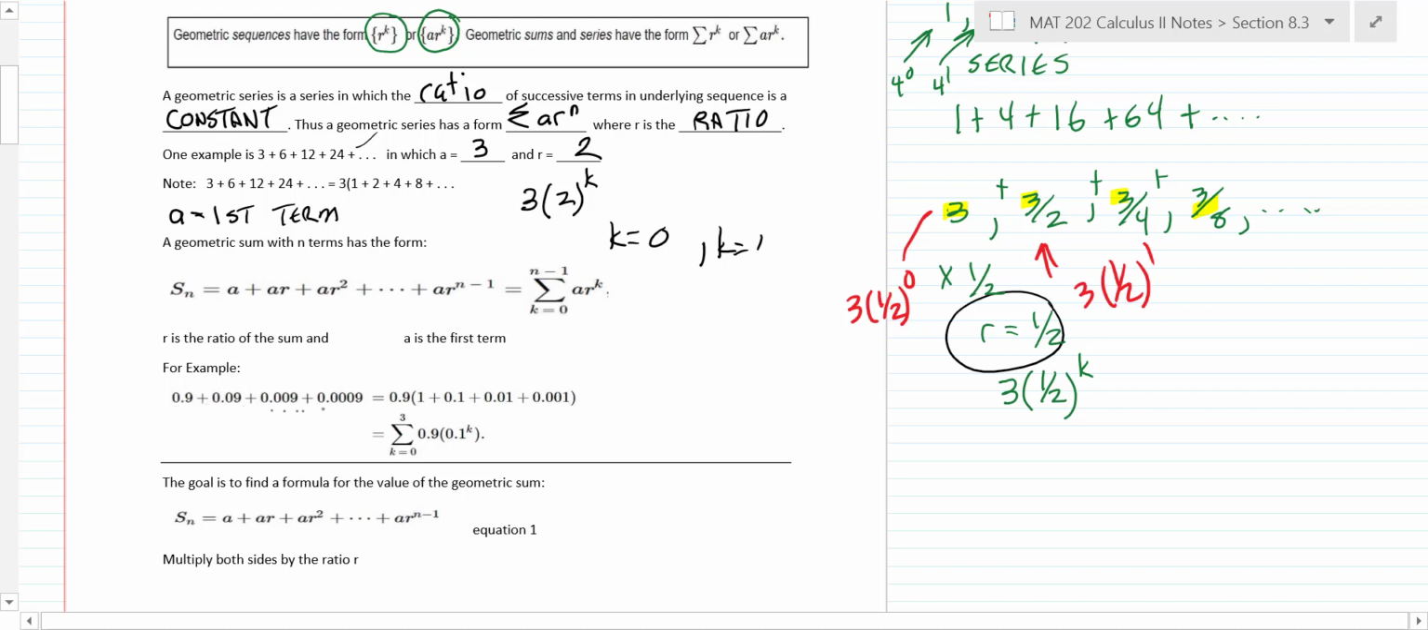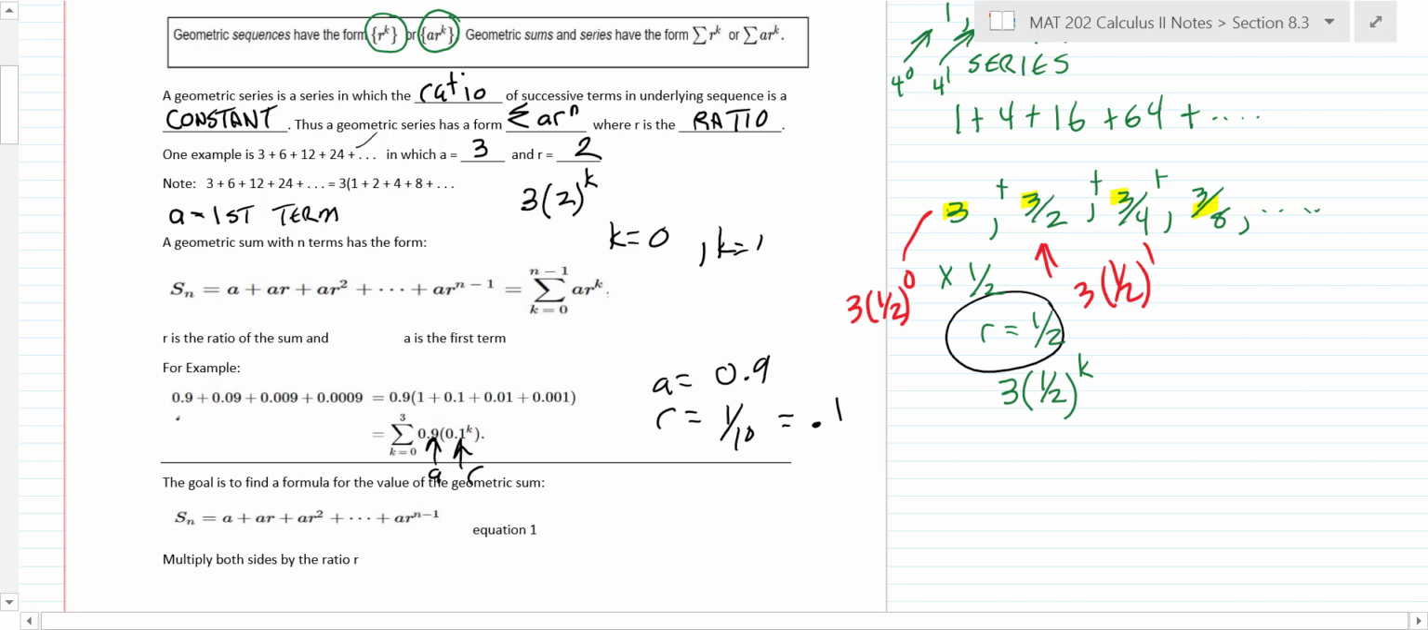Okay, so here's one more example. On this particular series right here, what's A? 0.9, that's easy. It's always the first term, okay? R is what you're multiplying by. If you think about this, you're adding 1 decimal each time, so that's got to be a 1/10, or 0.1, okay? So notice that that's A, and that's R right there.